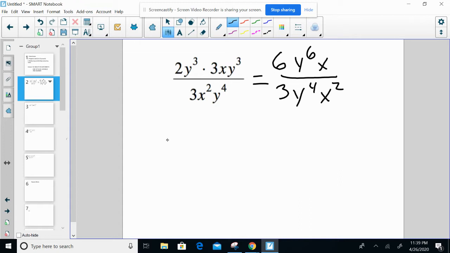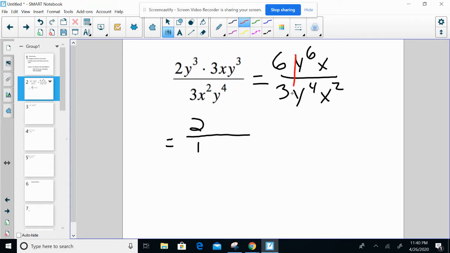So 6 divided by 3 is 2. And think of it like a fraction. 6 over 3 would reduce to 2 over 1. I'm not going to put the 1 under. Well, I'll put the 1 under just so you can see what I mean. 2 over 1. You're dividing both of those numbers by 3.